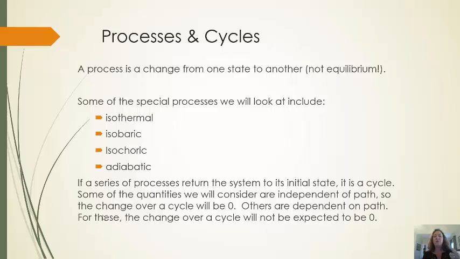One of our tests for that is that if I go through a cycle and the net change is 0, then it might be independent of path. But if the net change is not necessarily 0, it's dependent on the path that we choose.